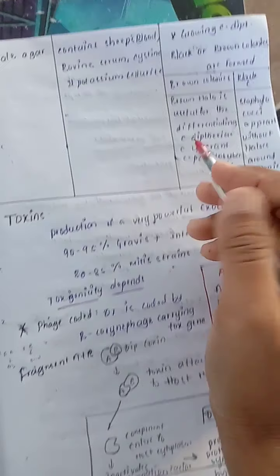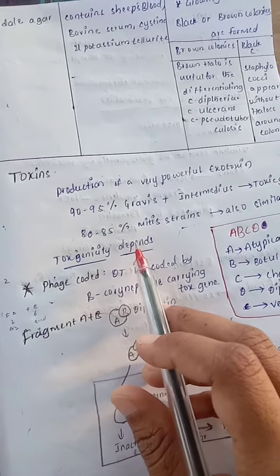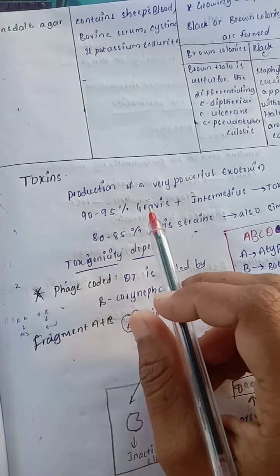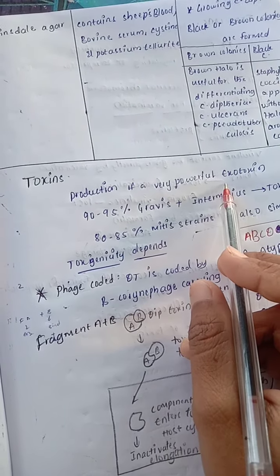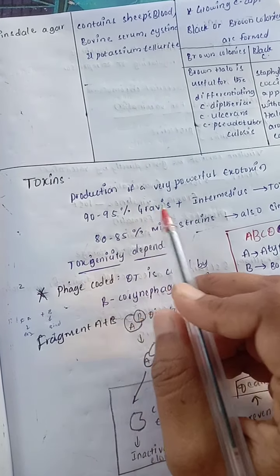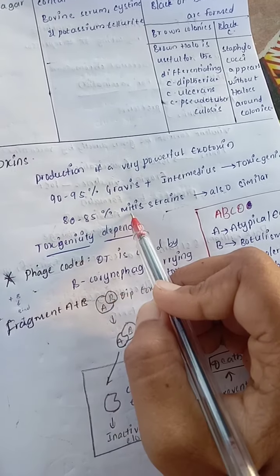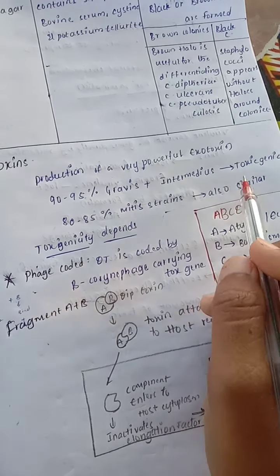Now come to toxins. What are the different types of toxins produced by this organism? The toxin produced by Corynebacterium diphtheriae is a very powerful exotoxin. 90 to 95% of the gravis along with the intermedius strains are toxigenic, and 80 to 85% of the mitis strains are also toxigenic.